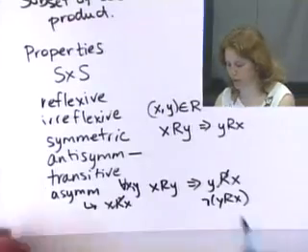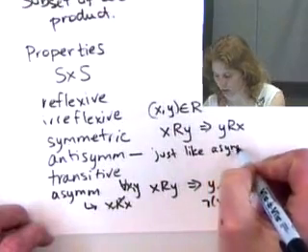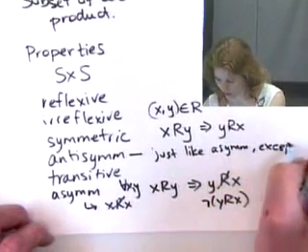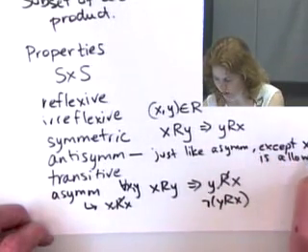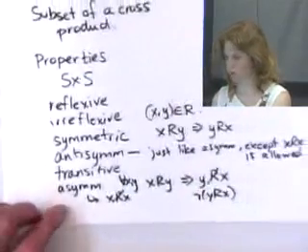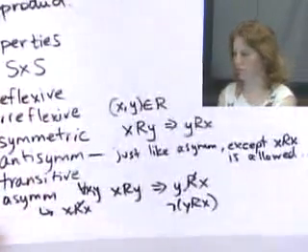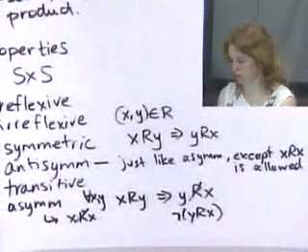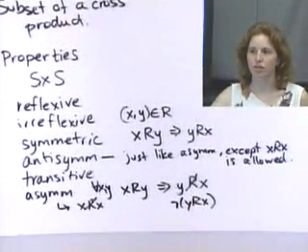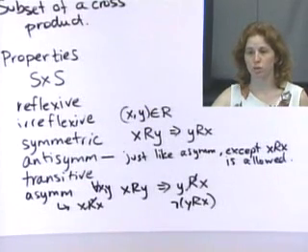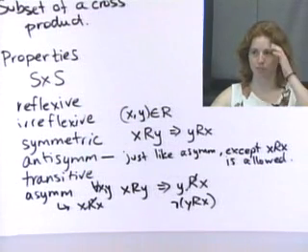Okay, so antisymmetric is just like asymmetric, except x is not equal to y. X relating to x is allowed. That's the only difference between those two. So antisymmetric is just like asymmetric, except x is allowed to relate to x. That's the only difference between the definitions, because asymmetric is what? Antisymmetric and irreflexive, right?